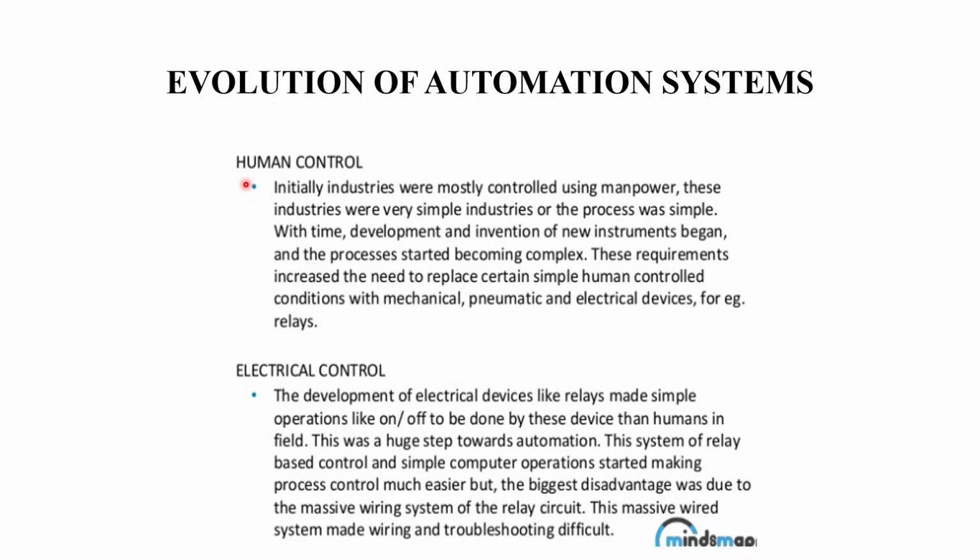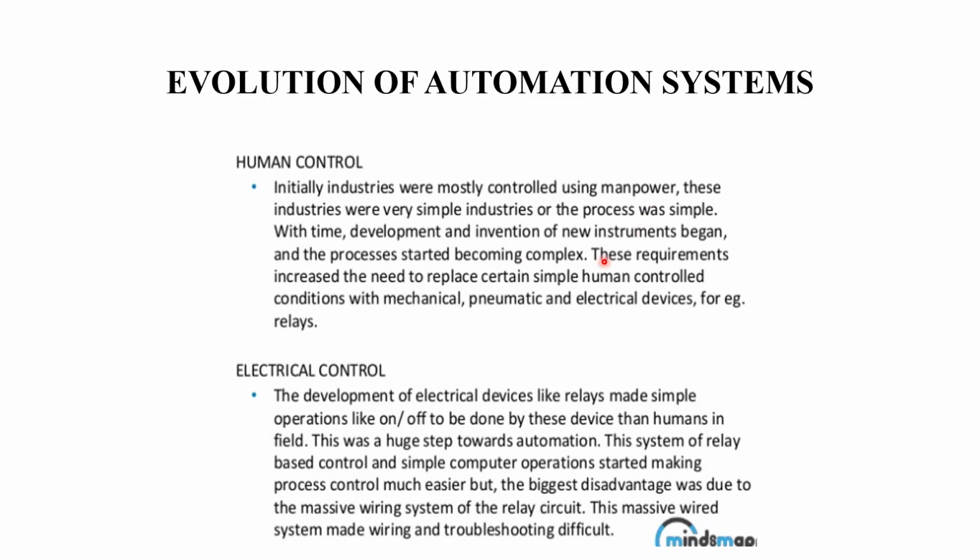Next in automation is human control. Industries were most conveniently controlled using manpower. In those days the industries and processes were very simple, so we could use manpower. But with time and the invention of new instruments, the process started becoming complex. When it is simple, manpower is sufficient.